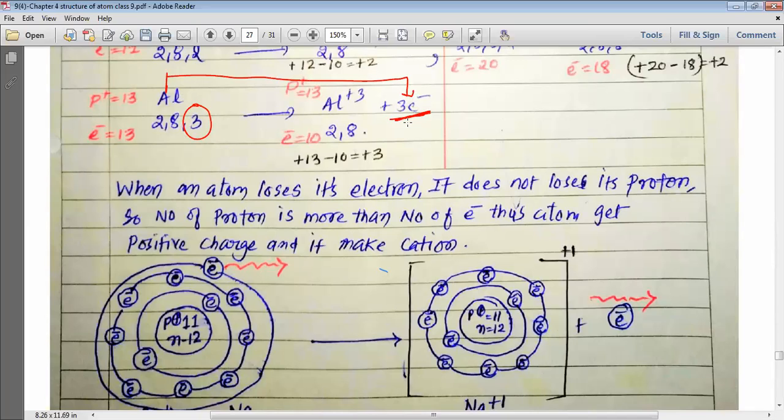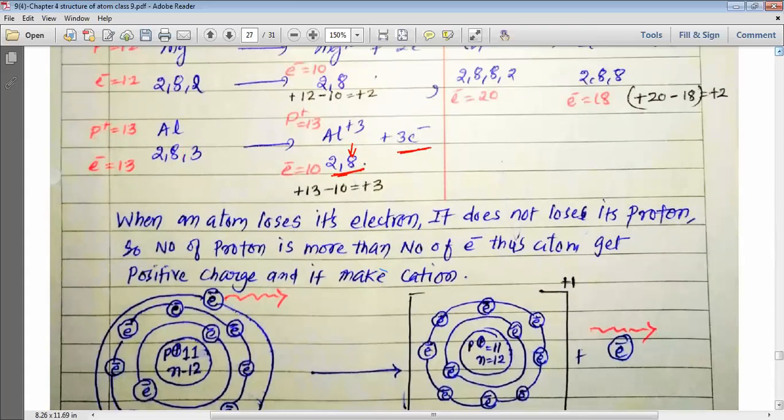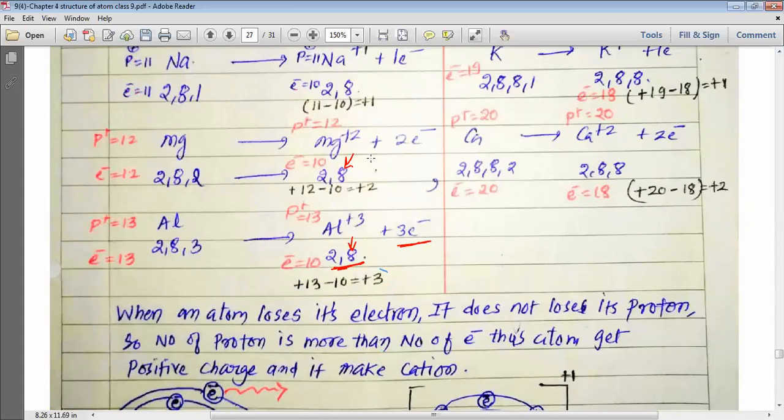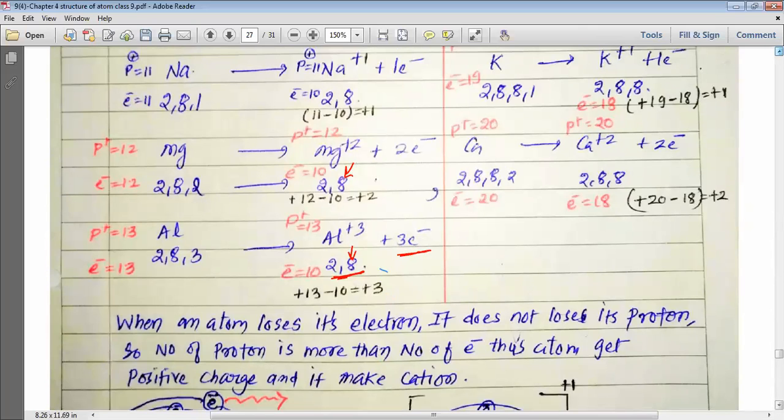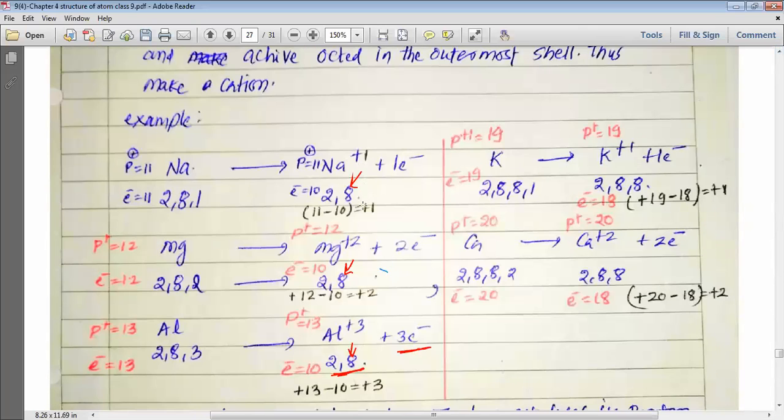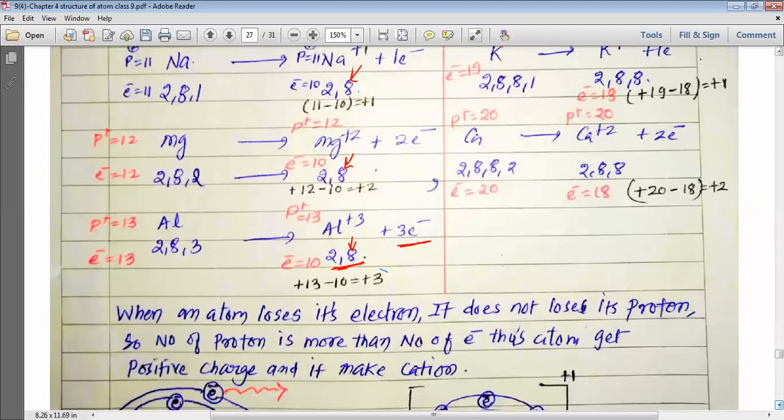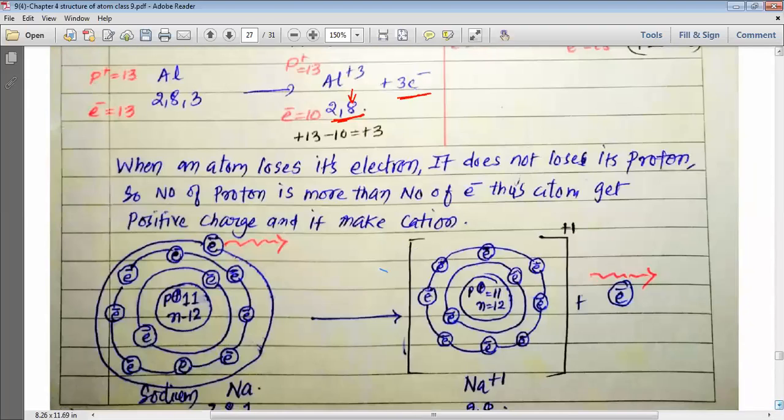You can see these 3 electrons are being lost by aluminium, and aluminium turns into the aluminium ion. When aluminium loses its 3 electrons, the new electronic configuration is 2,8, where the octet is achieved and it has got 8 electrons in the outermost shell. Here also when the ion is formed, you can see that there are 8 electrons in the outermost shell. In sodium also, whenever the ion is formed, there are 8 electrons in the valence shell. So these elements lose electrons to make their valence shell have an octet.